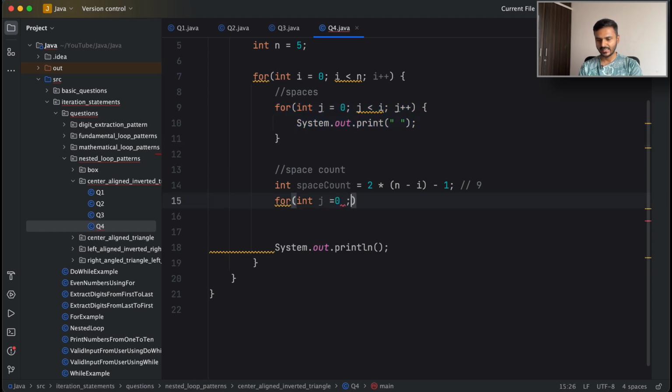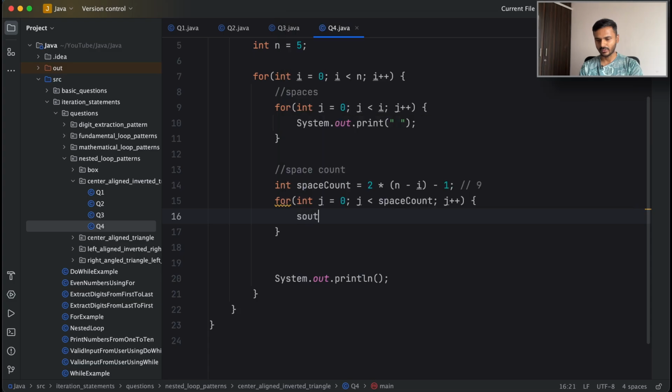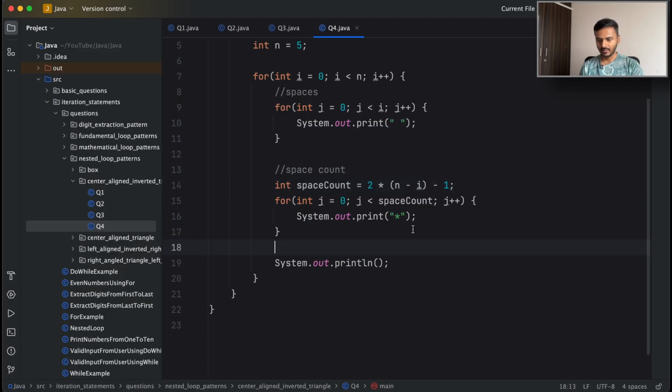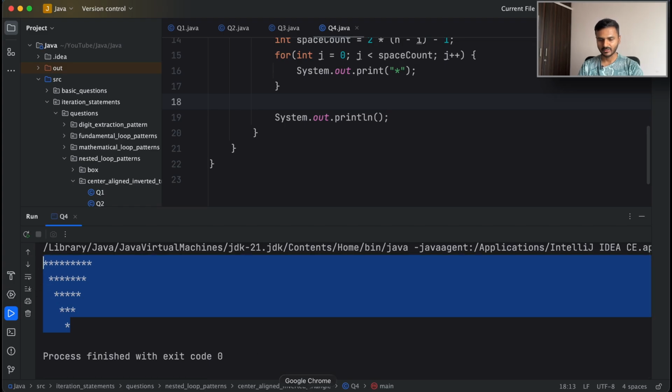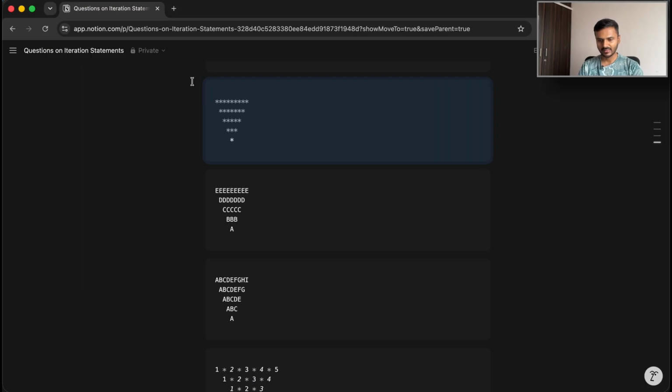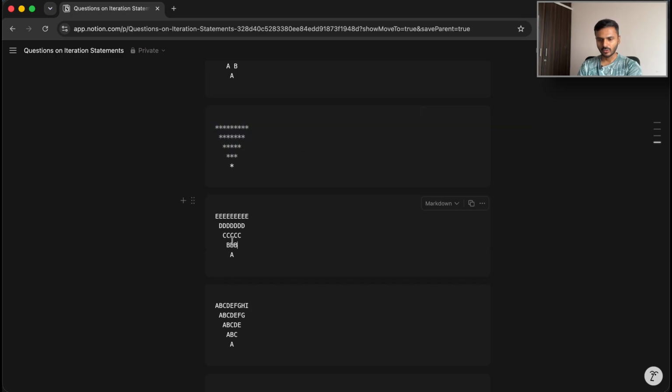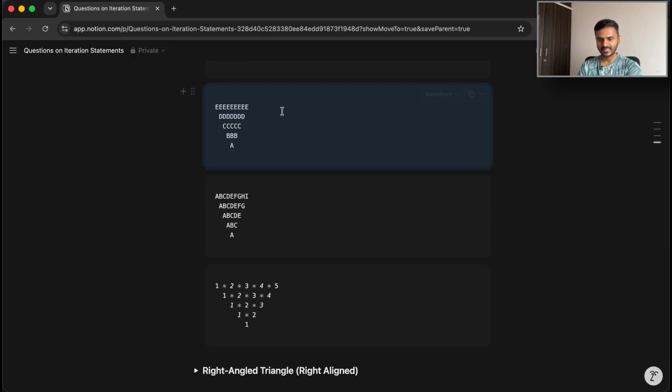So we'll say j equal to 0, j less than space count, j plus plus. And all that we will have to do here is say System.out.print an asterisk. And that is all. So with this, if I run the code, I should get the output that we expect. And we got the output that we expected. So with this, we have solved this question, right? So now let us move on to the next question from the list.